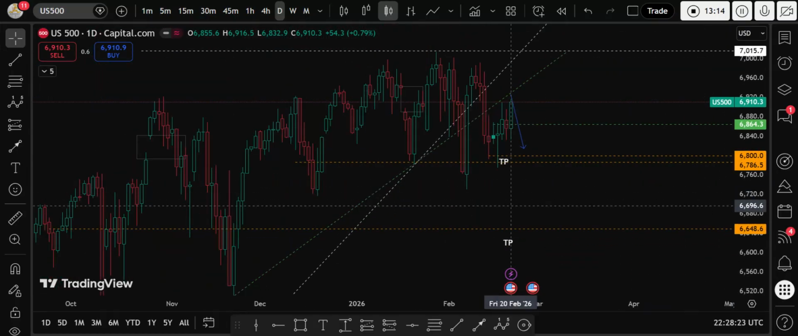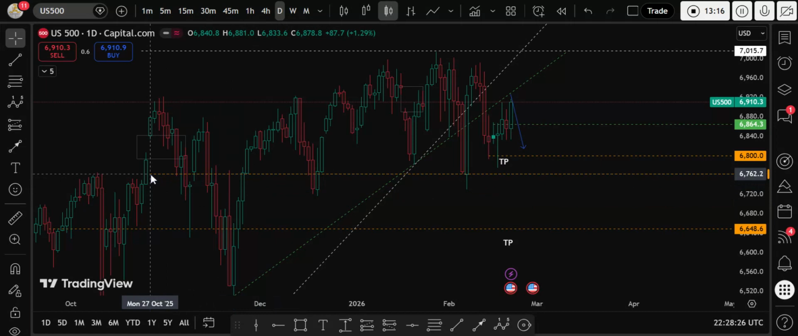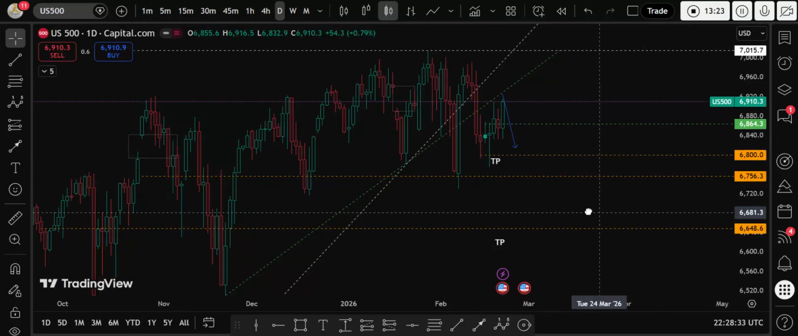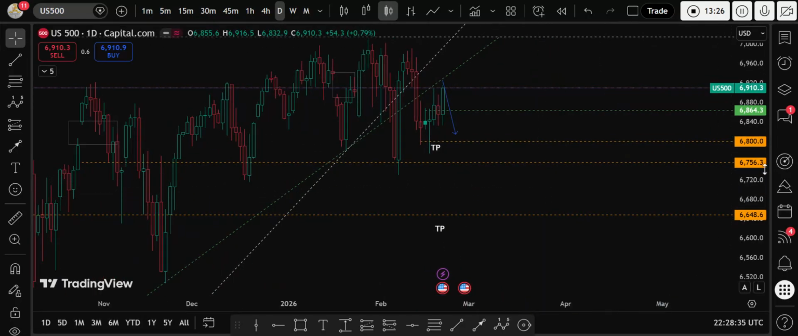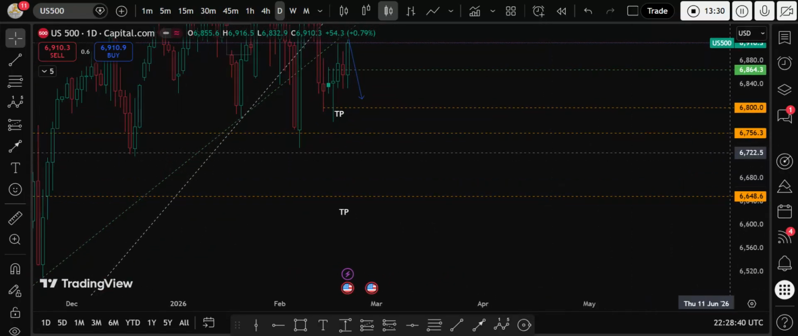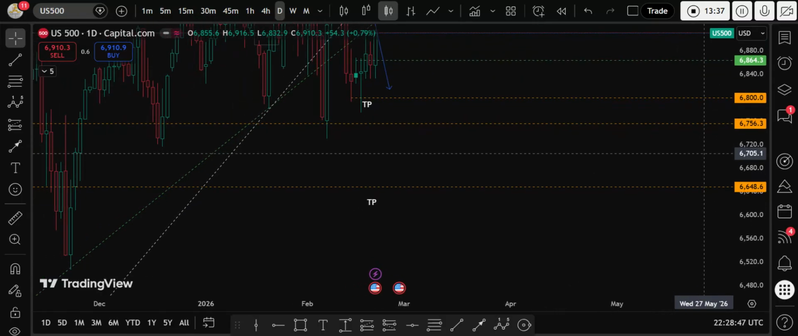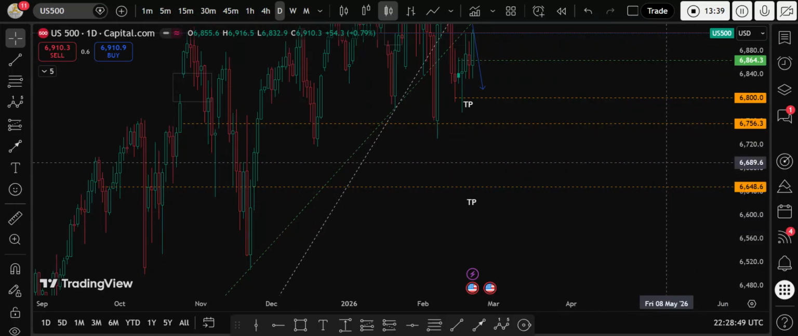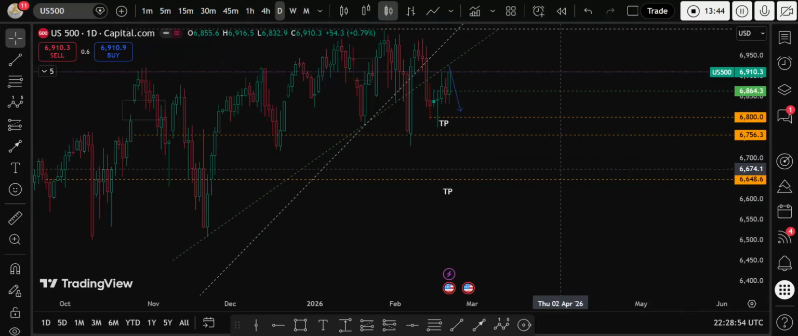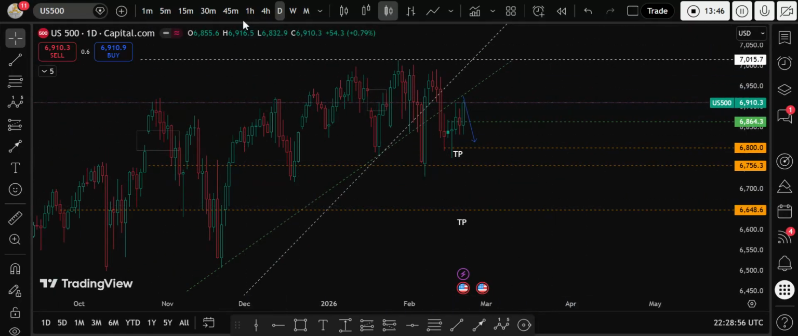Let me go back and get the better resistance areas. Okay. So first TP is around 8,000 basis points. Second TP is around 6,756.3 basis points. And our third TP is around 6,648.6 basis points. Okay. So I'm expecting the S&P 500.